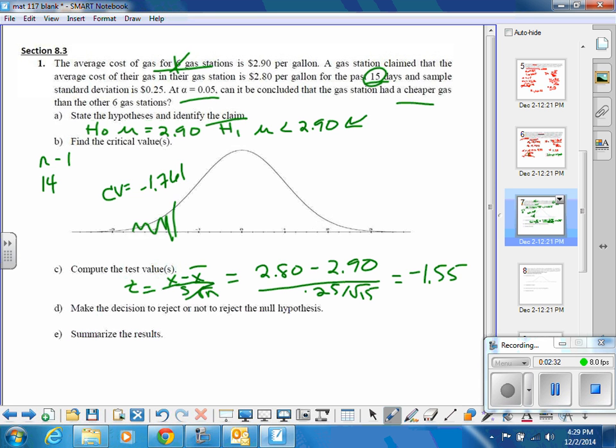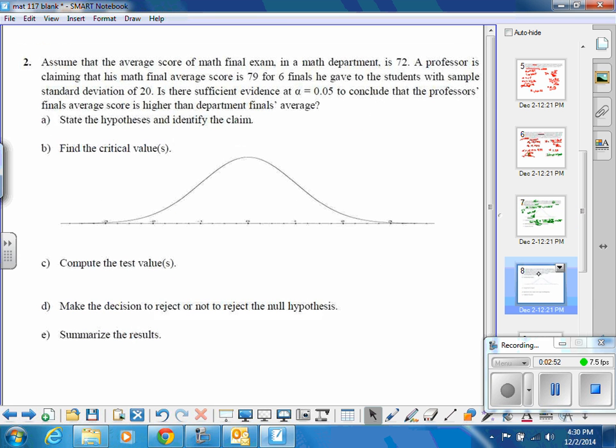Is that going to fall into the danger zone? No. So because it does not, we do not reject. I'm just going to circle that. And if I had to summarize, there is not enough evidence to show that the $2.80 gas is cheaper than the other gas stations, okay? That's all you got to say. Look at the next one.